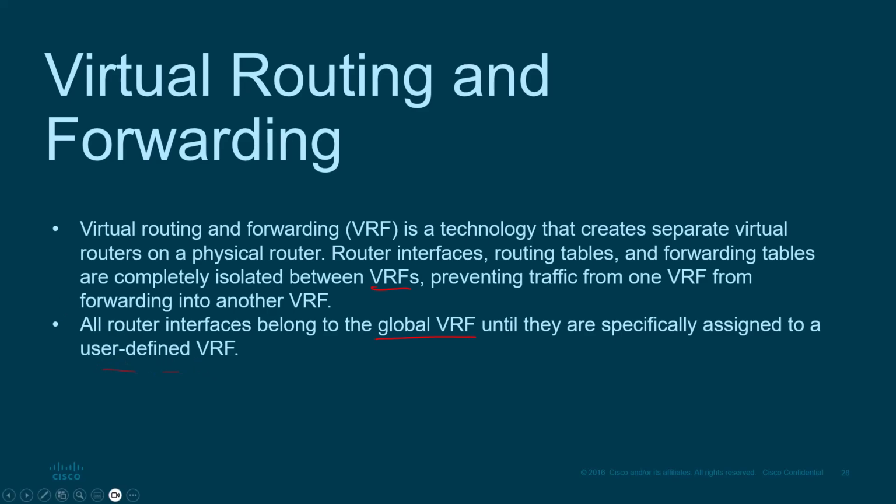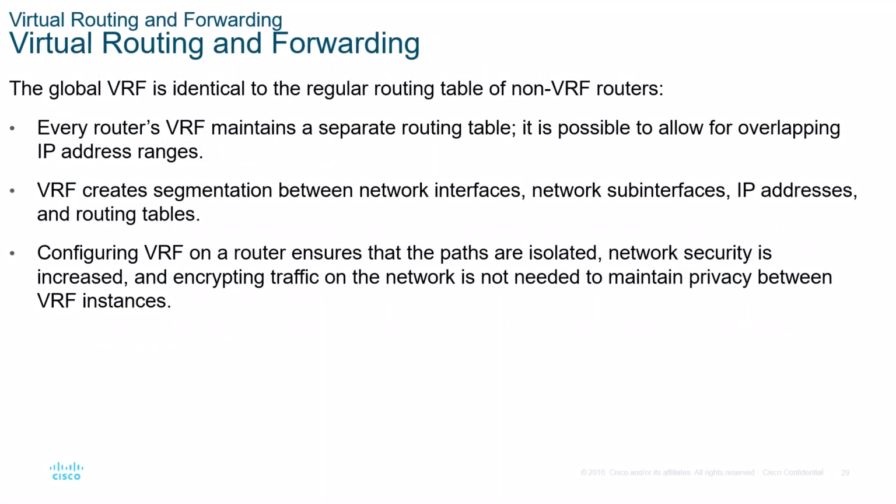So let's jump into this. Let's explore that global VRF again. Every router will have a VRF that will maintain a separate routing table. It's possible to allow overlapping IP address ranges for these VRFs. The VRF is identical to regular routing tables that are non-virtual routing forwarders. So that's something that's really important to understand, that these are virtual components that still are underneath a global or parent routing forwarder.